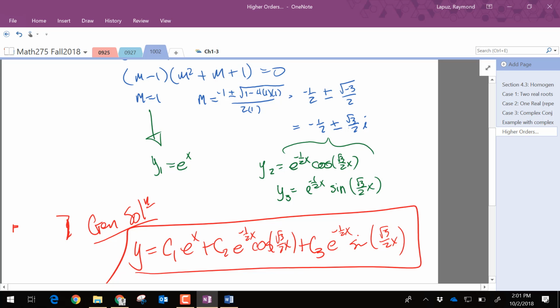Yeah, so you could do the same thing with degree 4 and 5. It all depends on the solutions for your characteristic equation. And the key is you have to be able to factor it. So if you have a 4th degree polynomial, you have to try to factor it. And the factors are real numbers or complex numbers. All right, next time.